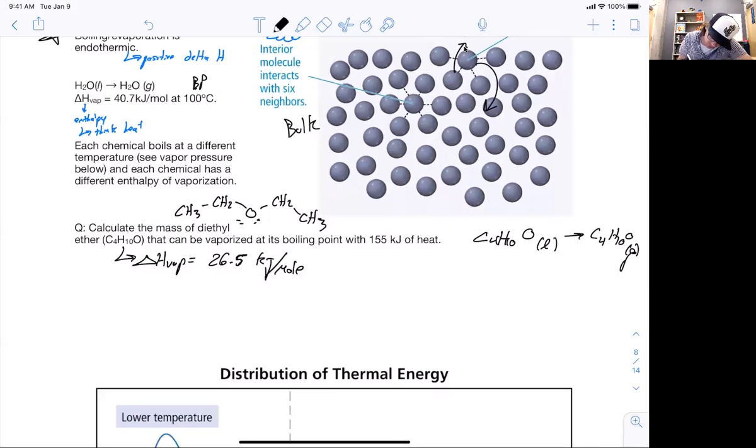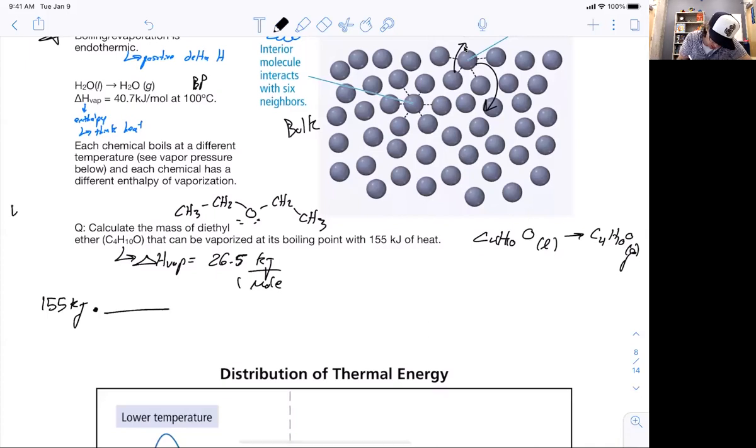So the obvious place to start here is with the energy that's given. And then this is 26.5 kilojoules for every 1 mole. It's right there. A lot of times we don't see that "per" as a 1, but that's what it means. And this happens all the time.